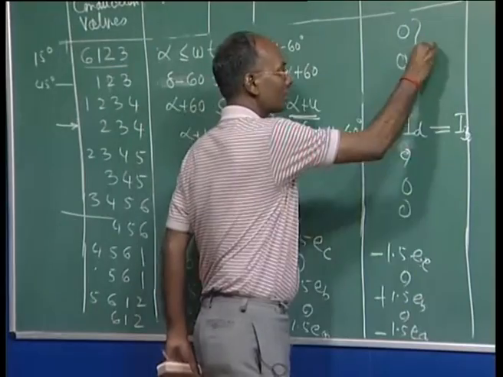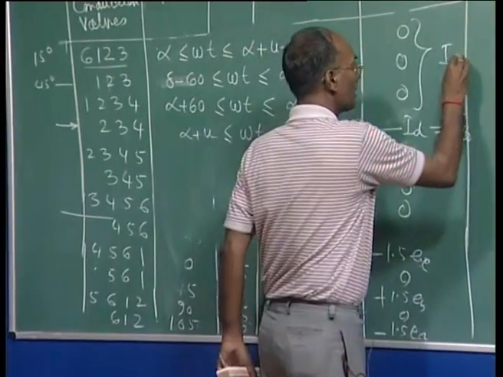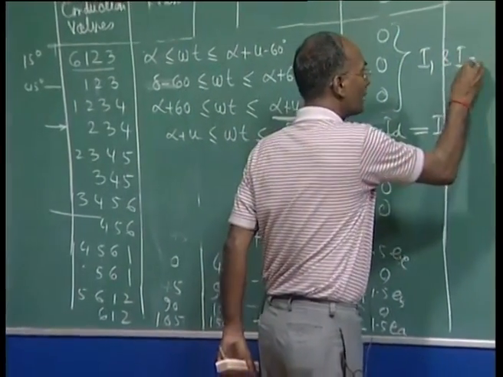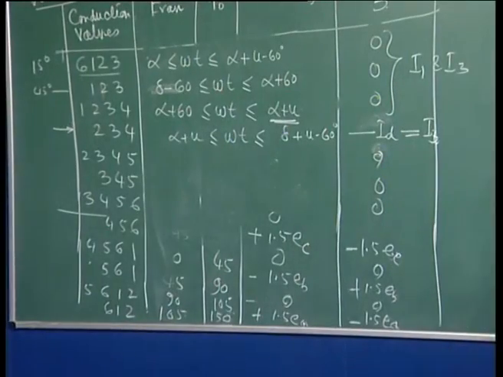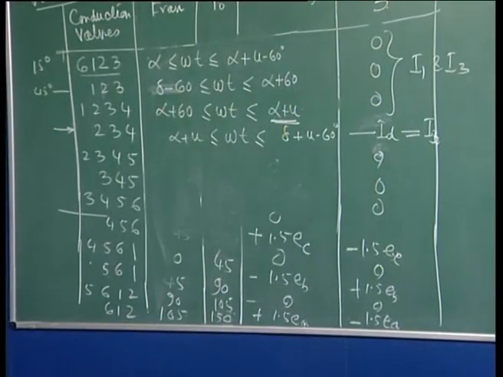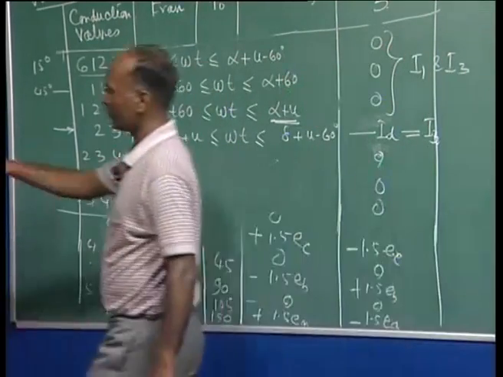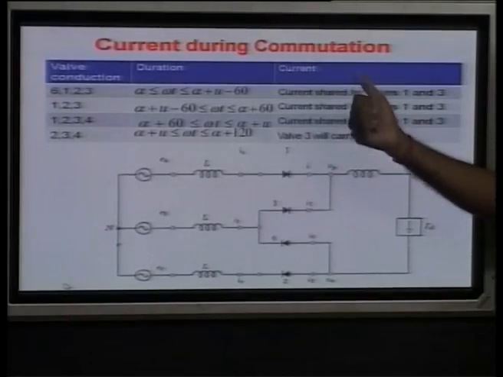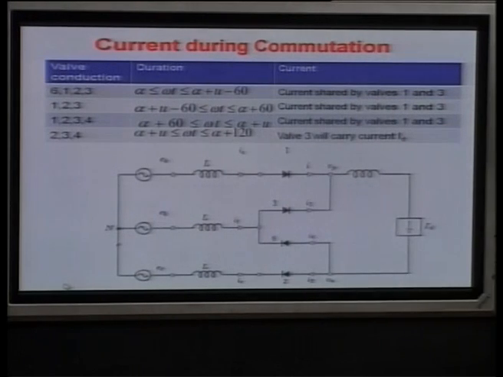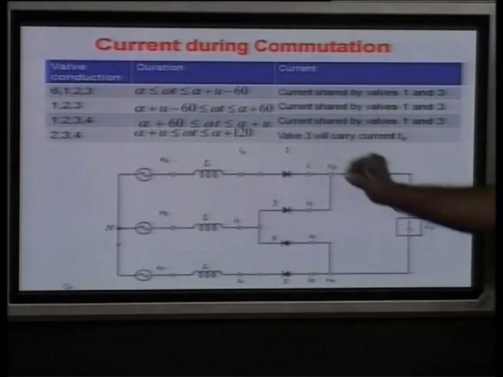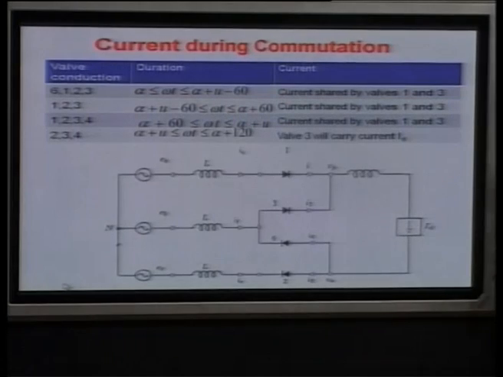During this one, it is shared by I1 and I3. I1 is the valve 1 and I3 is the valve 3. So, this is the diagram, and the commutation period is already written here. So, who is sharing, and this is the case. Now, we are going to analyze this case first.